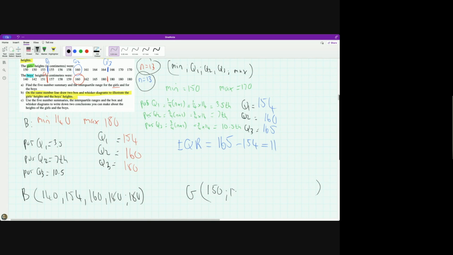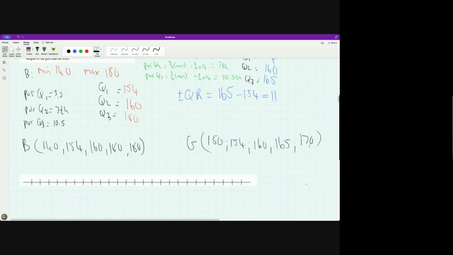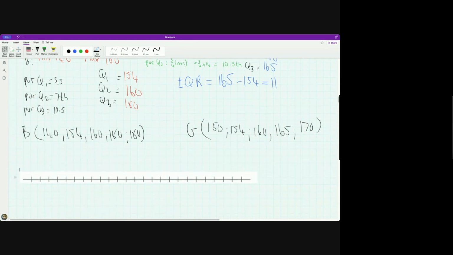150, 154, 160, 165, and what is the max value? It's 170. So I want you to start by drawing me a box and whisker plot for girls, but the problem is I don't have numbers here. So I have to put my own numbers in.